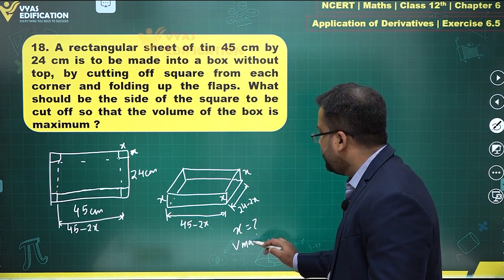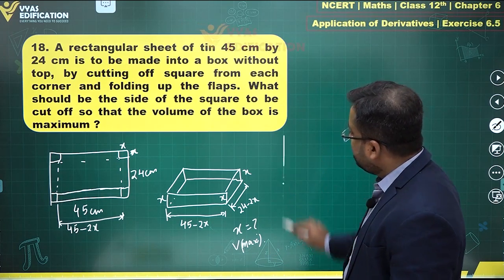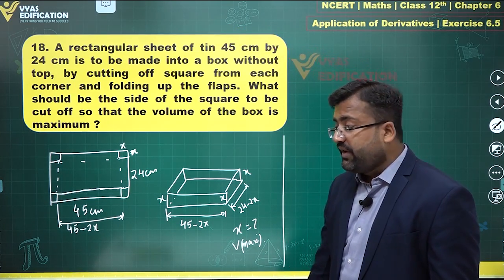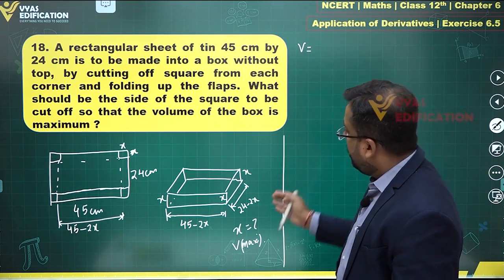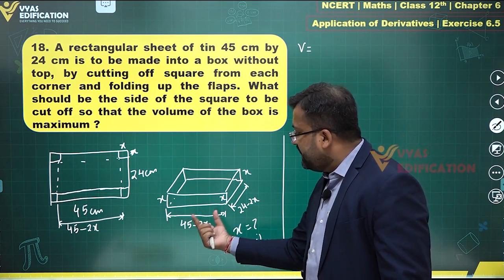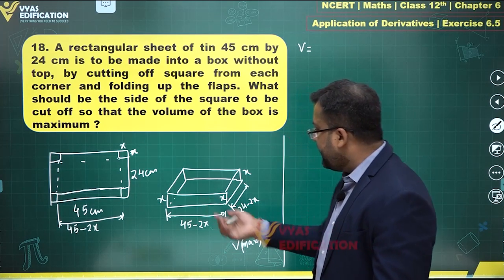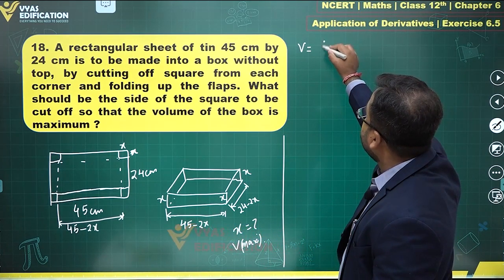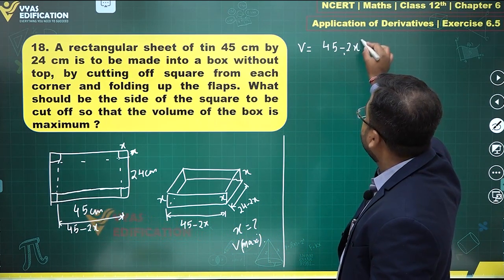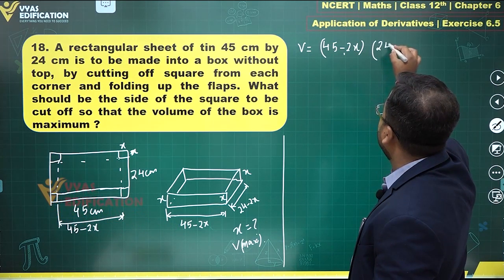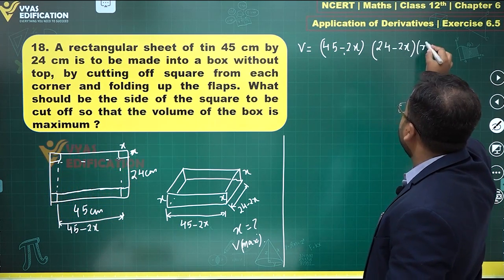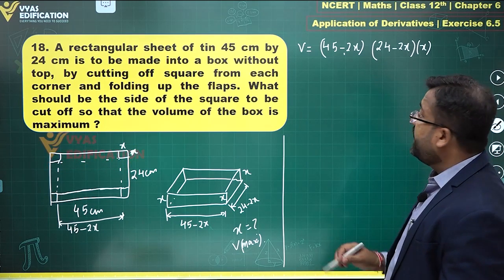Volume is maximum. Let's maximize the volume. So first we'll write the volume in terms of a single variable. Volume of this particular box will be, this is a cuboid, length, breadth and height. What is that? 45 minus 2x times 24 minus 2x times x is what I get, right? This is what I'll be getting.